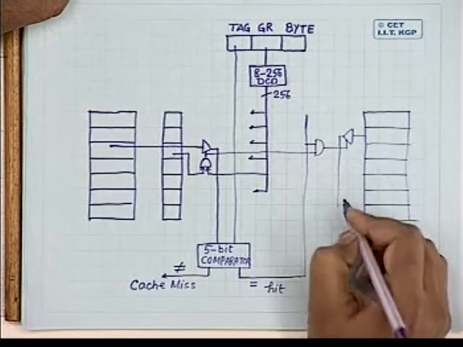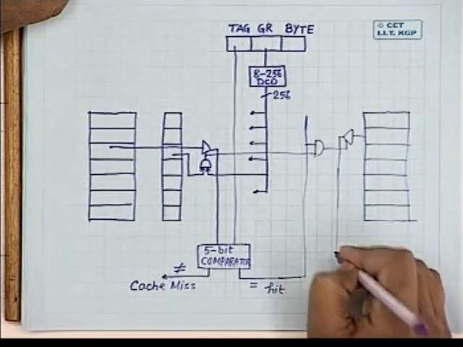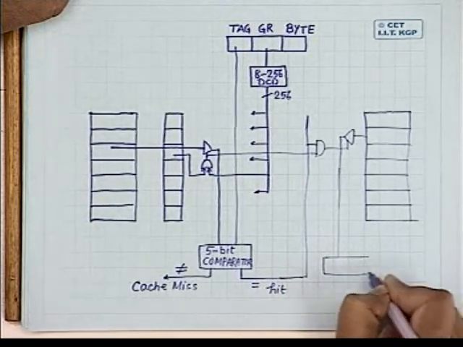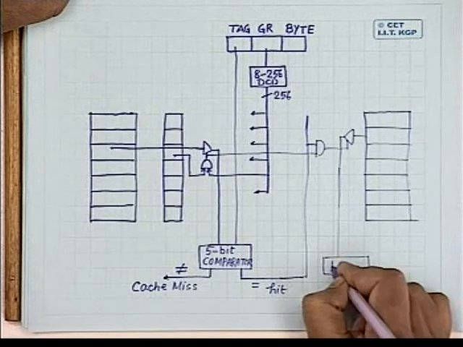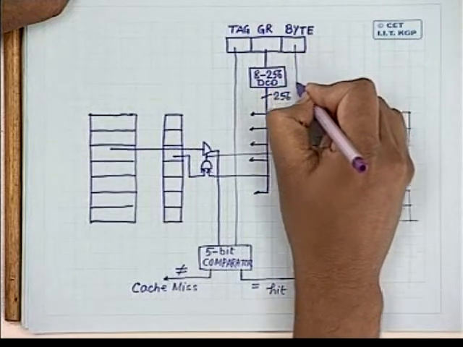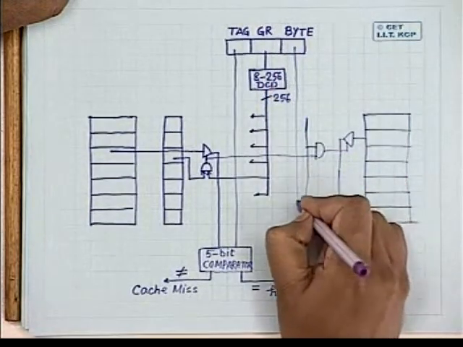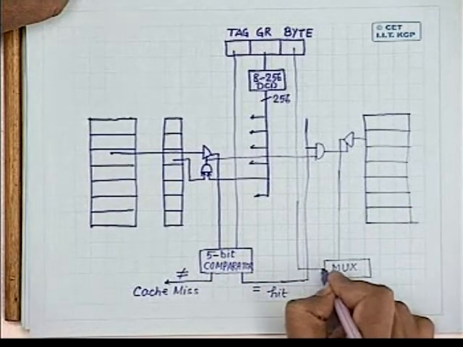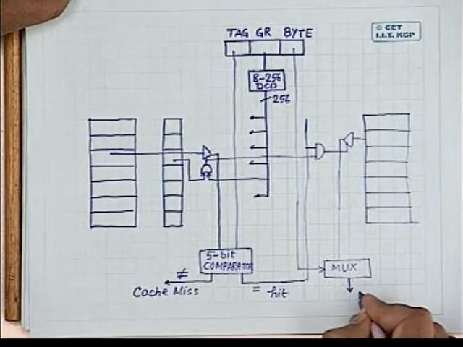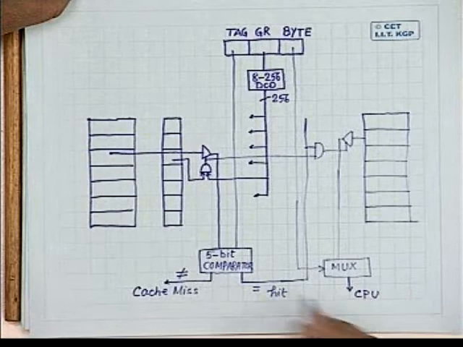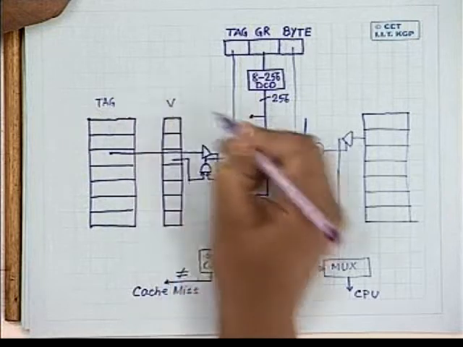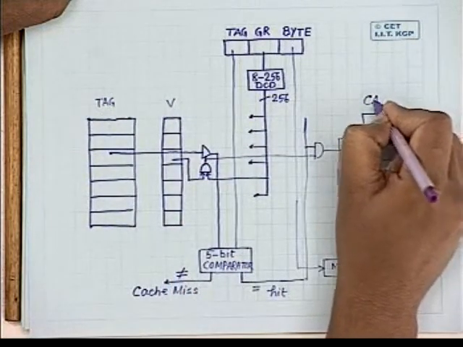then this data comes to a selector, or selector is nothing but a multiplexer, and one of the inputs of the multiplexer is selected by this byte field. Okay. And this is the output that goes to the CPU. So these are the tag memories, these are the valid bits, and these are the cache memories.